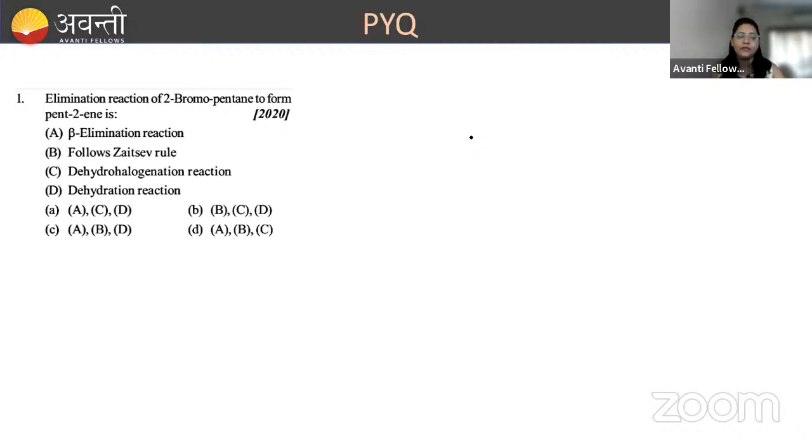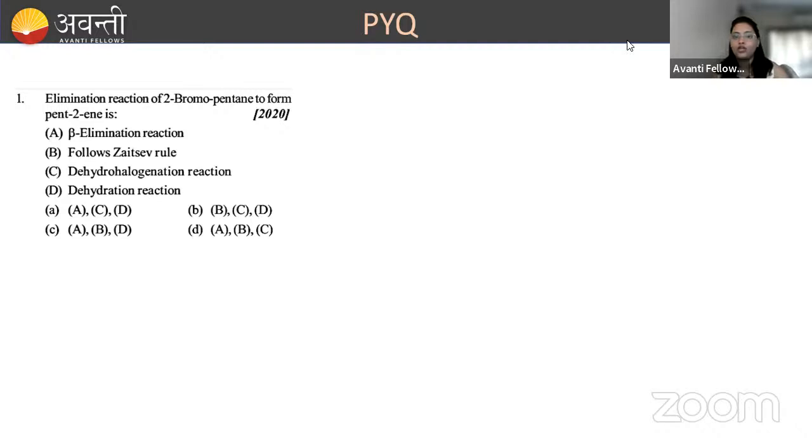Which type of reaction is it? Beta elimination reaction, follows the Zaitsev rule, follows a dehydrohalogenation reaction. Can you tell me the answer? A, B, C, D. There are three types of mechanism taking place when there is an elimination from 2-bromopentane. Can you tell me the answer?